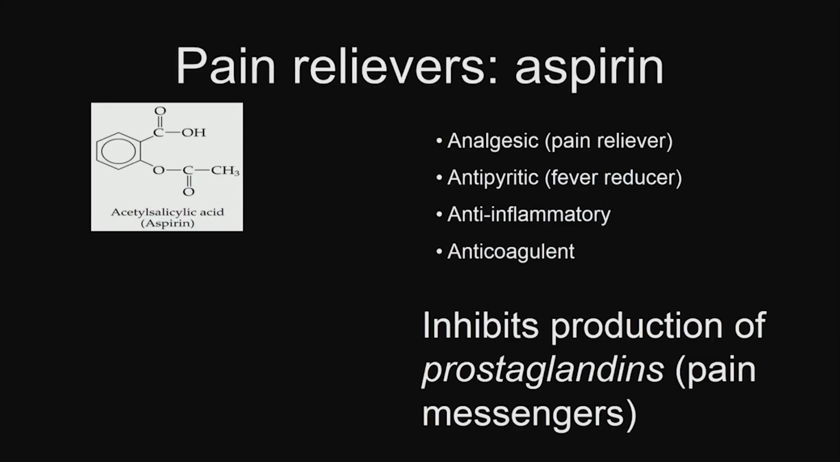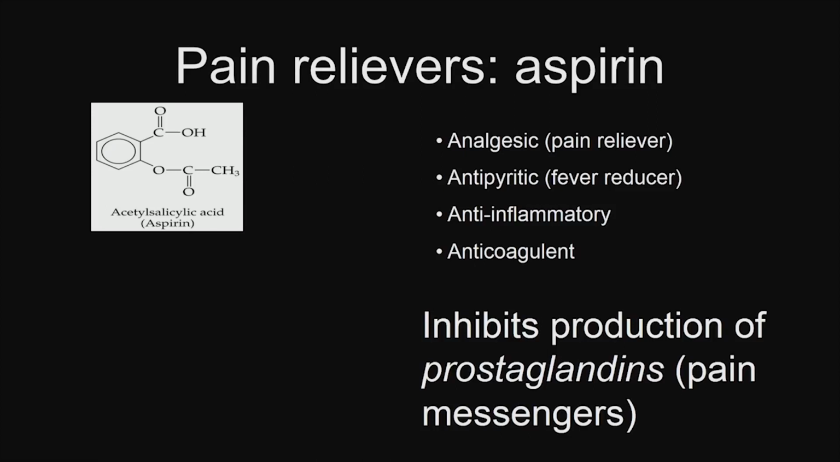Okay, let us look at some structures. Aspirin is a molecule we all must have known for a very long time. We all would have taken this particular drug. It is an analgesic, that is a pain reliever. It is antipyretic, that means it reduces fever, anti-inflammatory, that means it reduces inflammation, and anticoagulant. Aspirin has become a wonder drug.